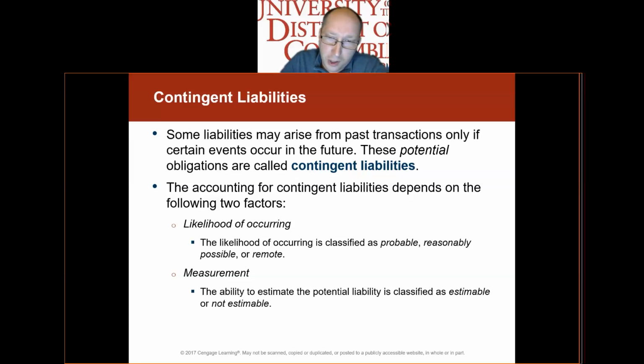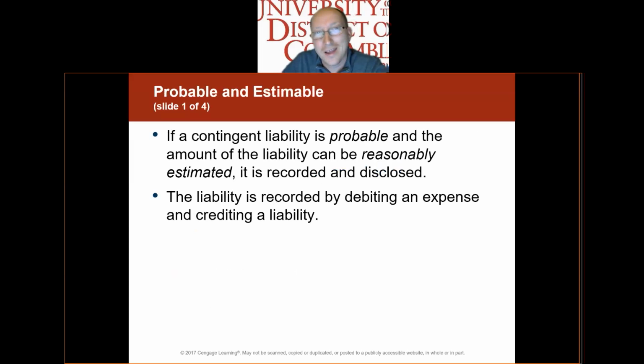The likelihood of something occurring, we call that probable, reasonably possible, or remote. Measurement is classified as estimable, or not estimable. I still can't pronounce it. Okay, we'll pretend I got it. Probable and estimable. If a contingent liability is probable and the amount of the liability can be reasonably estimated, it's recorded and disclosed.